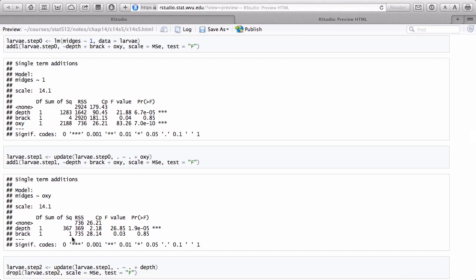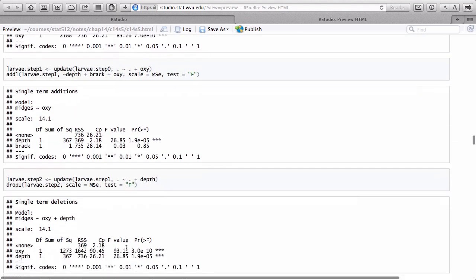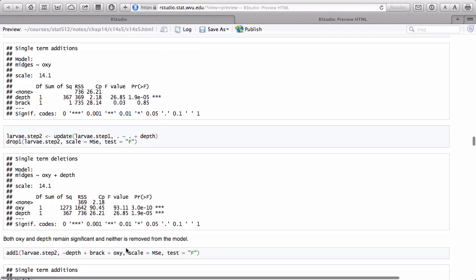And then brackishness, it only accounts for 1 sum of squares. The residual sum of squares is barely reduced. The F value is very small, and the P value is 0.85. So clearly, I want to add depth. So what I'm now going to do is call larva.step2. I'm going to update step 1 with depth.